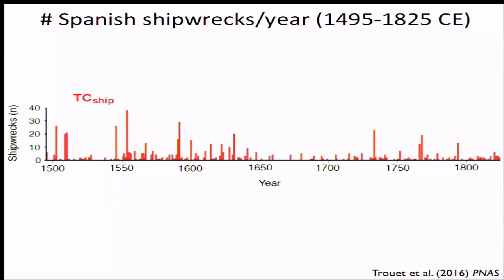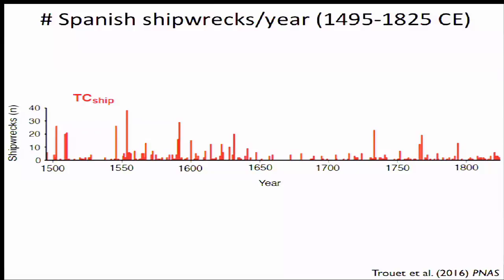So we made a time series of those shipwrecks. This is what it looks like. It starts in 1495 when the first ship wrecked, and we ended it in 1825. After 1825, there was a lot of technological advances, a lot of competition from other countries as well. So the record became less reliable afterwards.